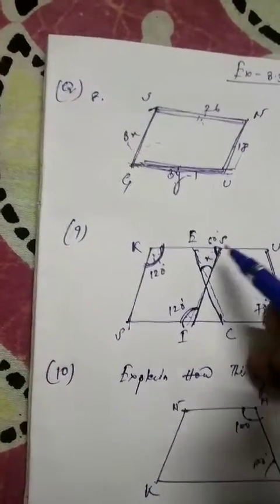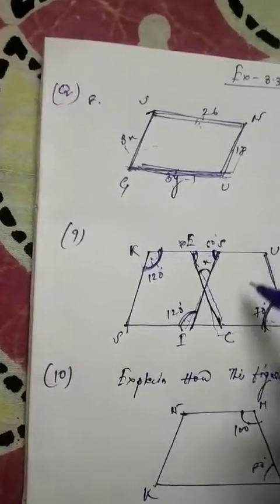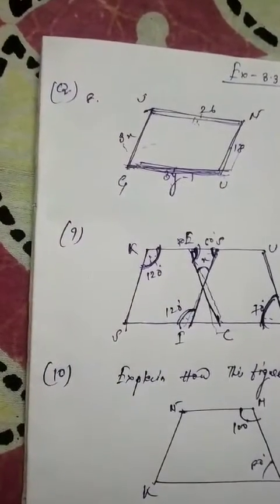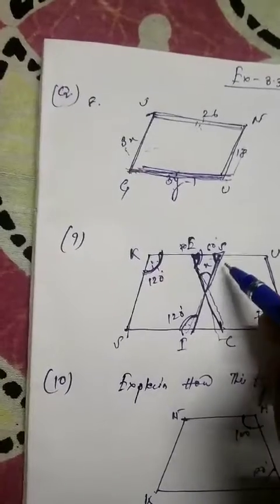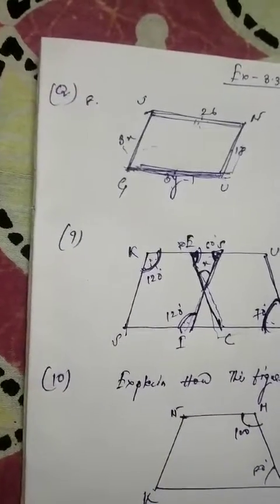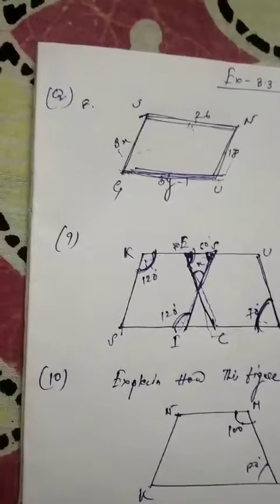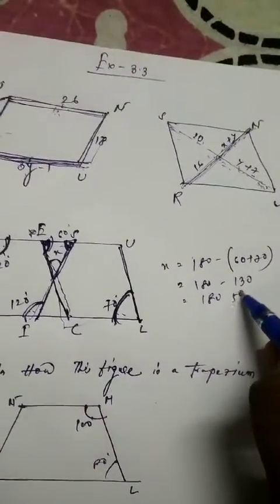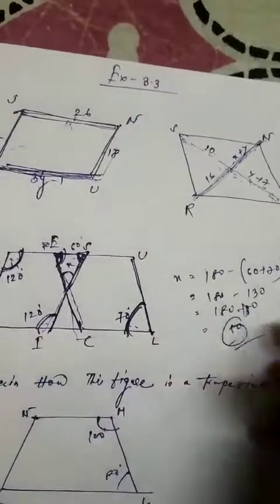Acha. If this angle is 70, this angle must be 70, because opposite angles of this parallelogram are always equal. So now, as we can see, this is 60, this is 70, and here one small triangle has been formed. So naturally, the measure of x will be 180 minus 60 plus 70. So 180 minus 130 is 50 degree. The measure of x will be 50 degree.